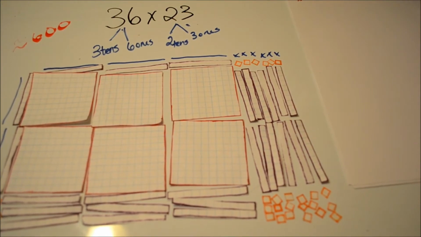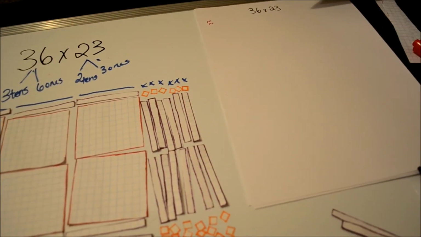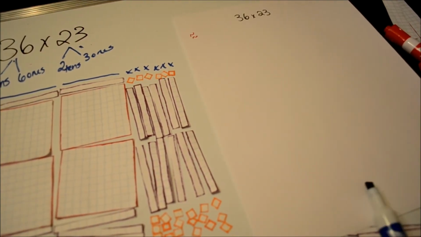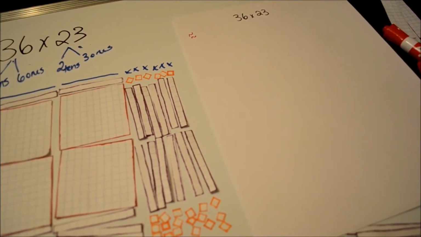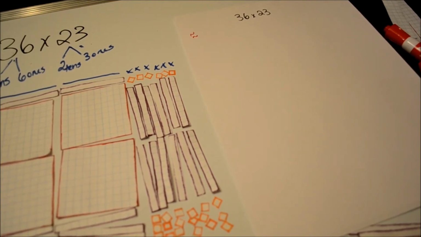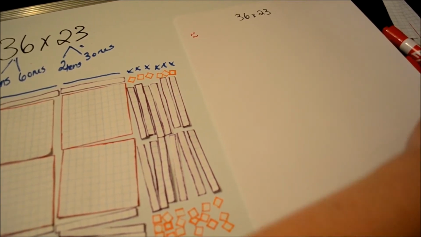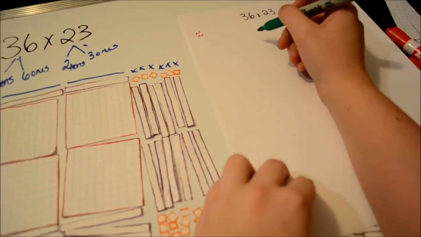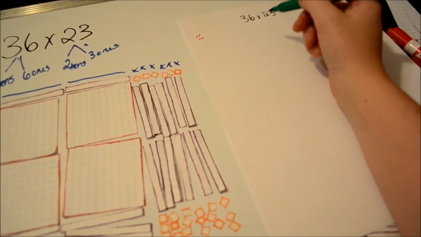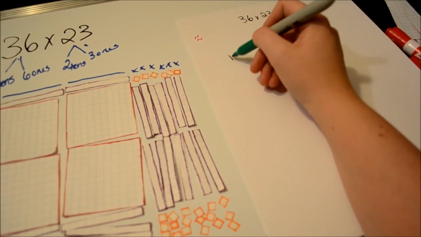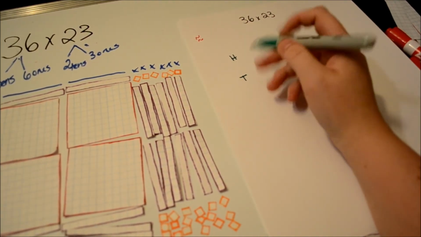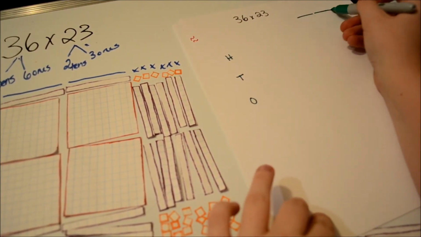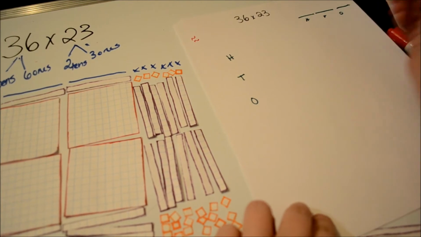Okay, so now that we've done that, we're going to go over to our sheet of paper and represent this. So here I have written down on the paper 36 by 23. And the method that I'm going to show you works really well with the area method. And so there are going to be 3 rows of computations that we do. One to fill in the 100 space, one to fill in the 10 space, and one to fill in the 1 space. So it's going to be a 3-digit answer.